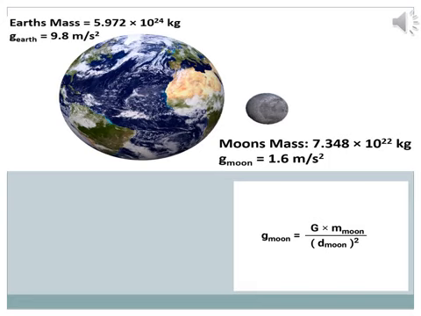What should be the expression of acceleration due to gravity of the moon, which could be expressed as g moon is equal to capital letter G into M moon divided by square of R moon, where M moon is the mass of the moon and R moon is the radius of the moon.